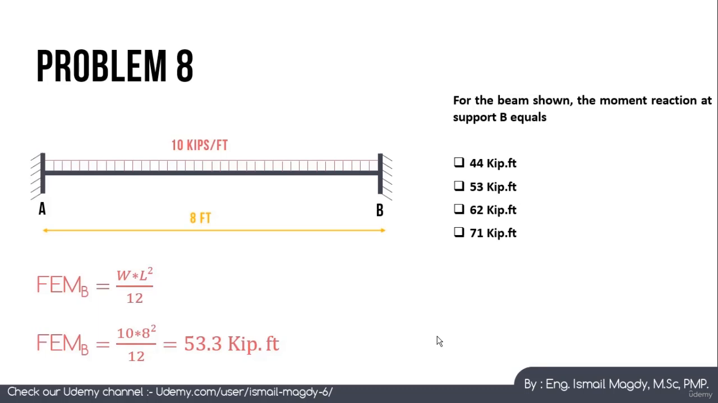So the answer is number B, which is 53 kip-foot.